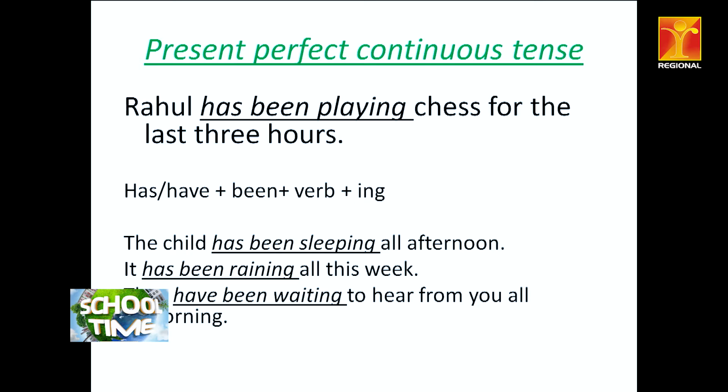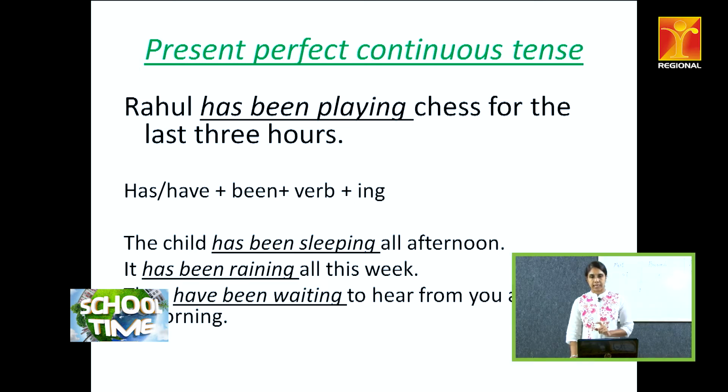The form of the verb is has or have plus been plus verb plus ing. That is has or have. After the subject, has or have, then add been, then verb plus ing, the present participle of the verb or the ing participle of the verb.